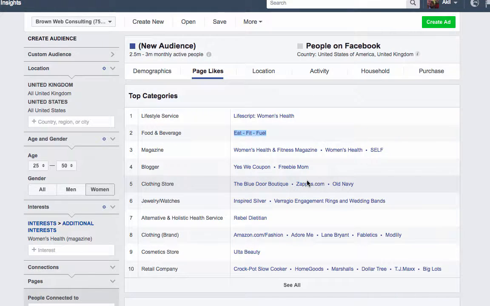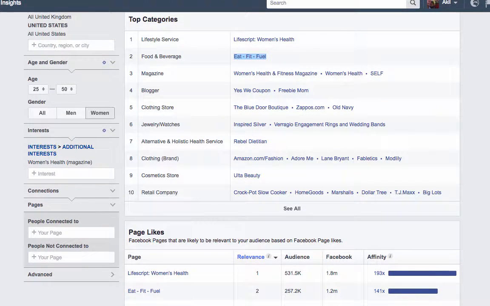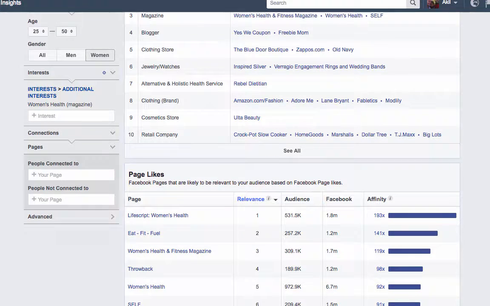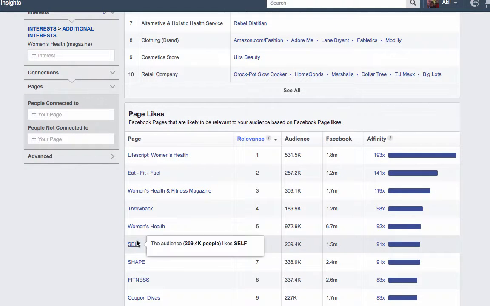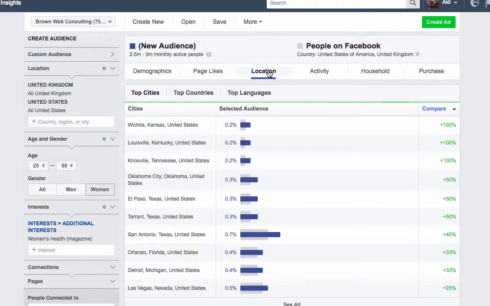People who, again, this looks like more US. This is Zappos or Old Navy. But again, if you're targeting people, you can target fashion, you can target jewelry, you can target jewelry companies or magazines. And you can see here Self, Women's Health, Throwback, Shape, Fitness. You look into all of those. And if you want to dive a bit further, you can look at location to see where the top cities, top countries, and top languages are.